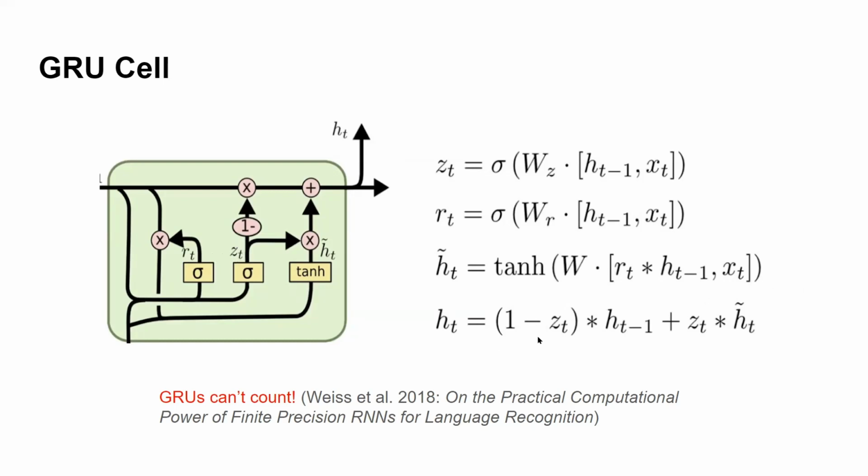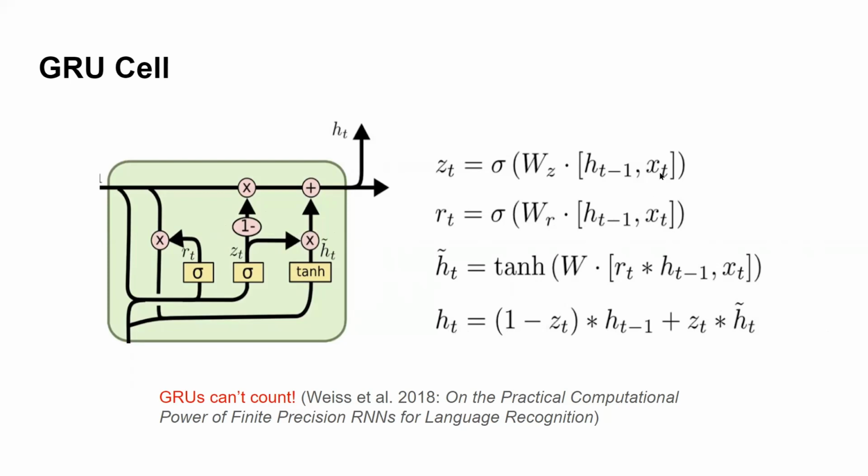So if you look at the fourth equation for calculating the hidden state at the current time step, 1 minus ZT represents the amount that we want to remember from the previous time step, and ZT represents the amount that we want to obtain from the current augmented hidden state. This way, we can get rid of an extra gate and a lot of pointless computation.